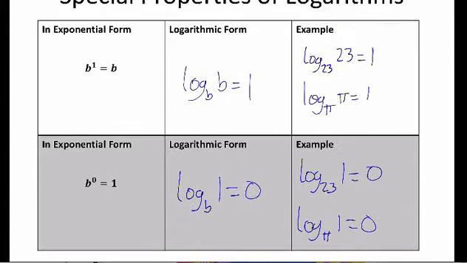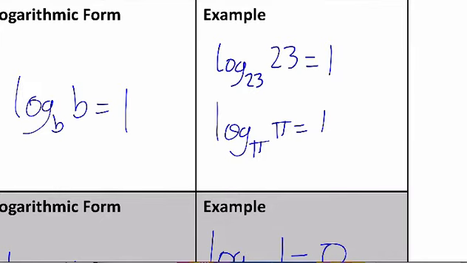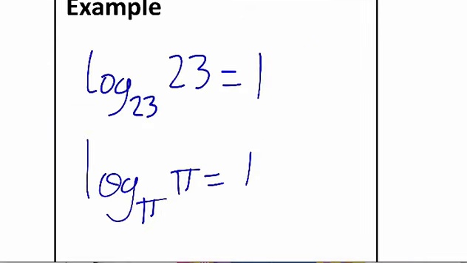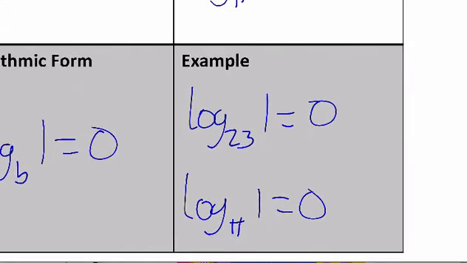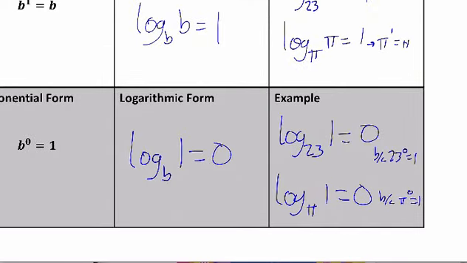And again, the reasoning for these, especially in this first corner here, log base 23 of 23 equals 1 because 23 to the first equals 23. Same thing with this, pi to the first equals pi. Down here, this would be 23 to the 0 equals 1. And this one would be pi to the 0 equals 1. So we're just translating them back into exponential equations.